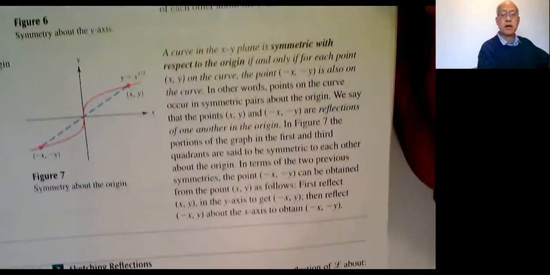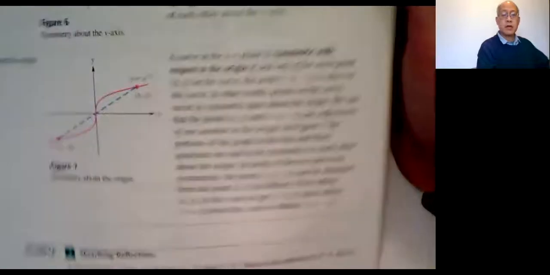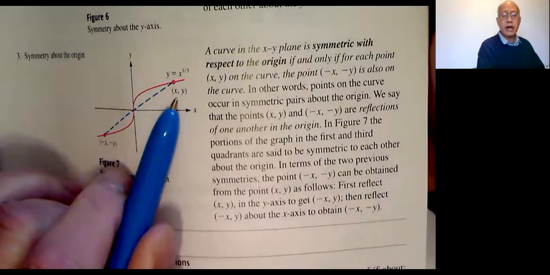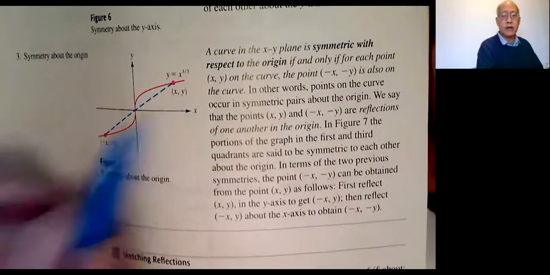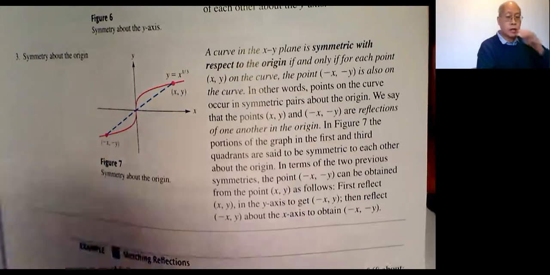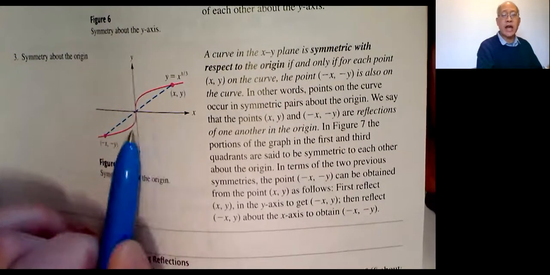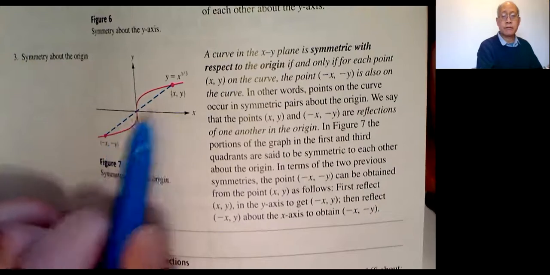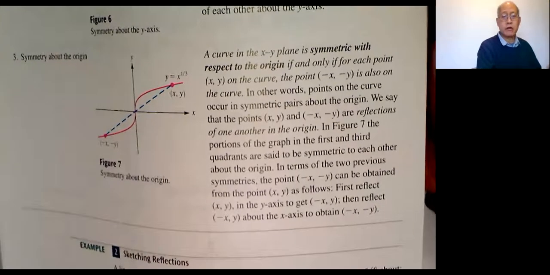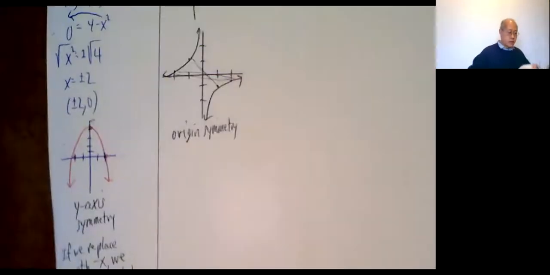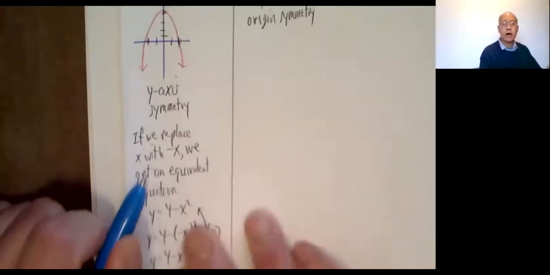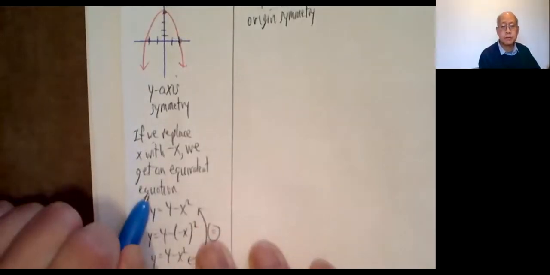Page 59, origin symmetry. So what they're saying is, anytime x comma y is on the graph, negative x, negative y is also on the graph. That means you replace x with negative x and y with negative y. You get an equivalent equation. So let me write that down.